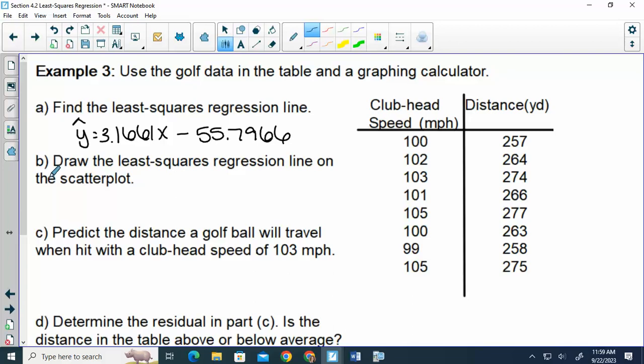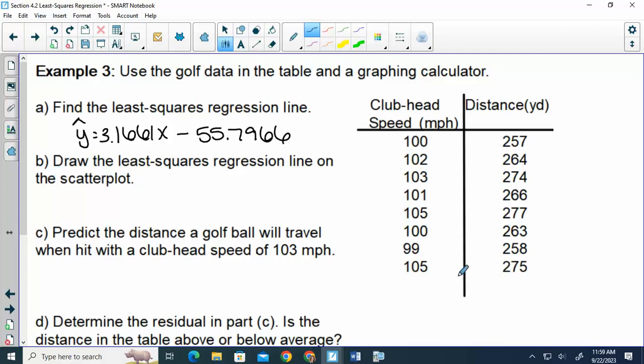Okay. So now if I wanted to see my line of best fit, you can go back to your y equals. And in my y equals, I want to type in this equation, 3.1661x minus 55.7966. Look at my graph, I have a scatter plot with a beautiful line of best fit drawn. We can see it's a pretty good line for our data.